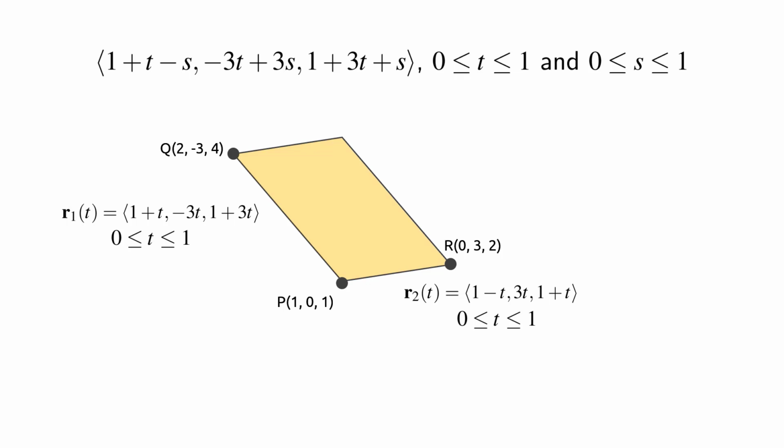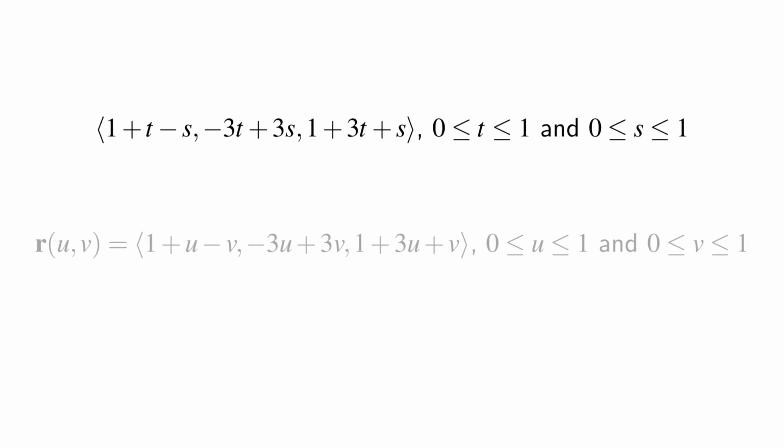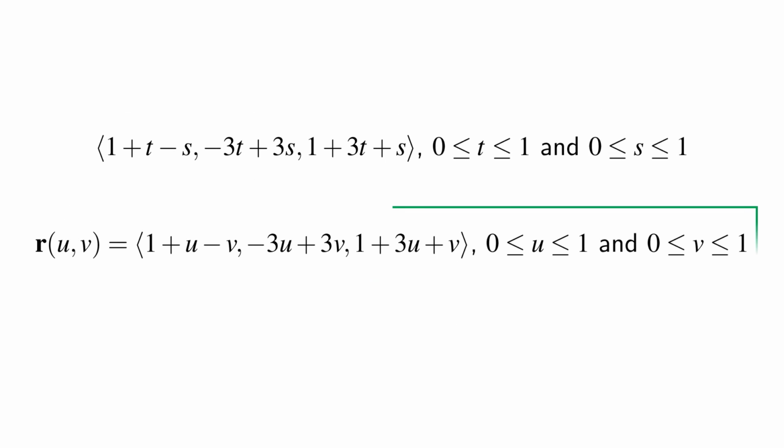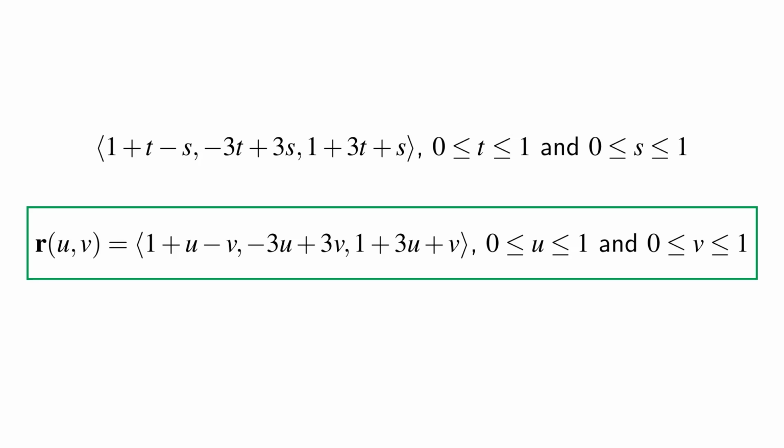Many textbooks use u and v as the parameters. So if you want, we can rewrite this parameterization as this, which is just replacing t and s by u and v respectively. So now we understand why two parameters are needed to generate a surface. Next, we will be looking at some common surfaces that we wish to parameterize.